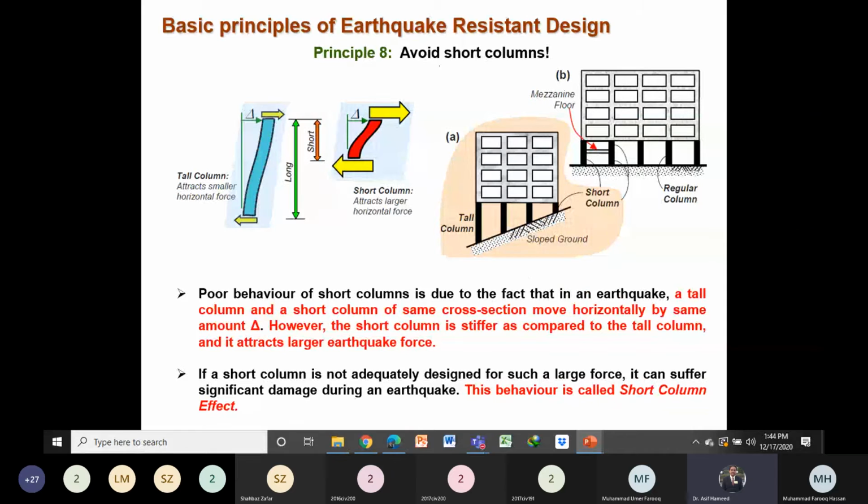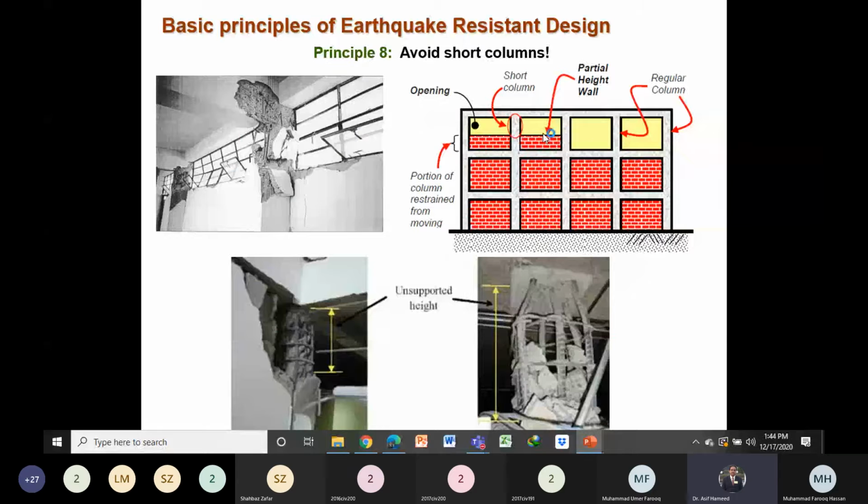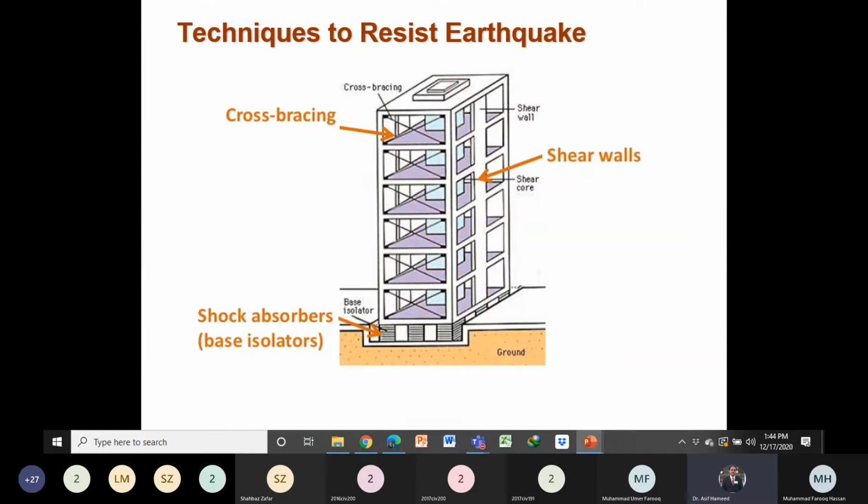And if we have to design the structure, how can we avoid this? We can redesign. We can avoid providing the mezzanine floors. And if we have to provide the mezzanine floors, then we will be very careful about this portion of the design. Similarly, we have partial infill. We have the short columns. They can fail. For the openings, we can provide them, but that partial infill should be avoided.